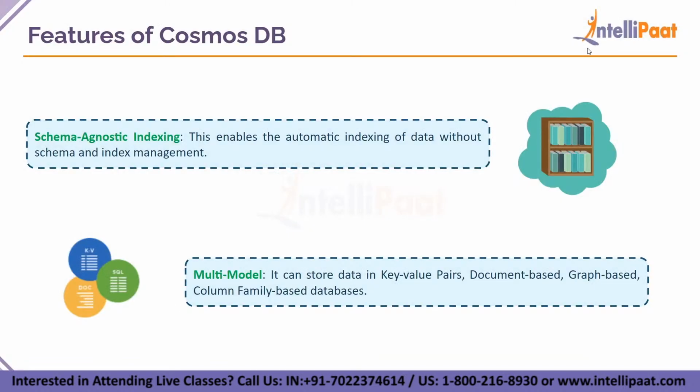Then indexing. Azure Cosmos DB has automatic, schema-agnostic indexing, which means that we don't need to worry about what the schema is. If we are providing data, it can automatically index the data. Then Azure Cosmos DB is multimodal. It can store data in key-value pairs, document trees, graph trees, anything.